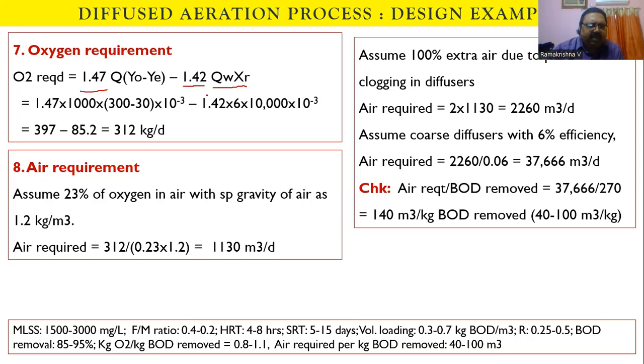The air requirement: because a diffused air system requires compressed air, that means we need to calculate the compressed air here. To calculate air from the oxygen, we need to go with the fundamentals: 23% of oxygen in the air and the specific gravity of air as 1.2 kg per meter cube.